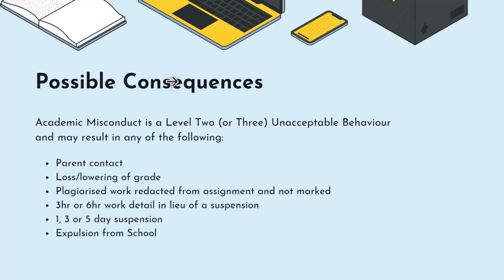Academic misconduct in the form of, for example, cheating or collusion could result in the loss of your grade or the lowering of your grade. In addition to the academic penalties, any of the following may also be applied: a detention, a 1, 3 or 5 day suspension, a 3 or 6 hour work detail, or in some instances, expulsion from school.